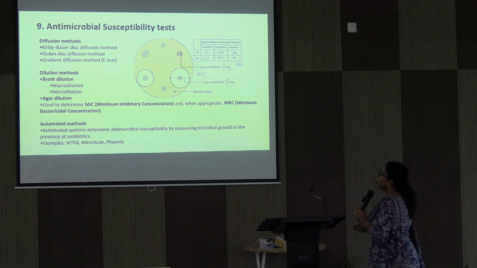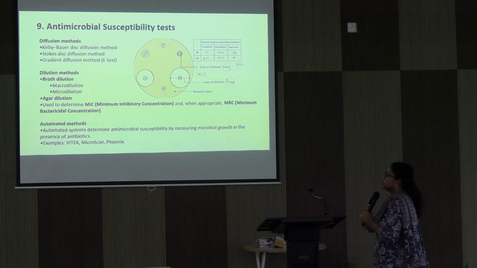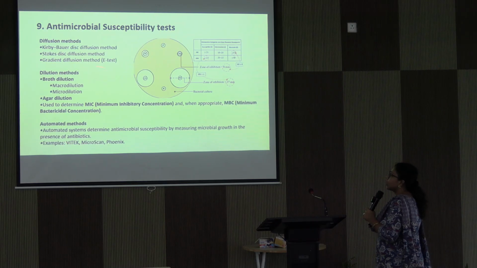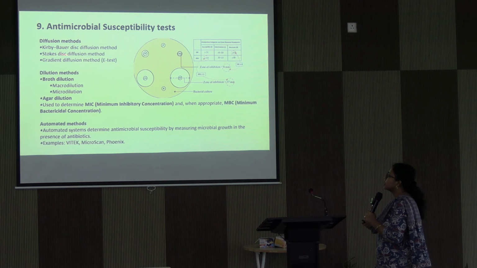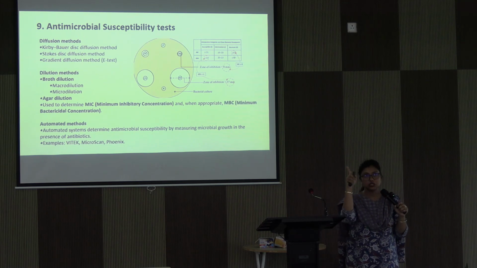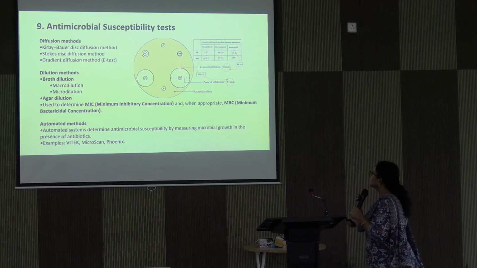So in all these methods we are calculating the MIC, in the epsilometer test also. Only in Stokes and Kirby-Bauer disc diffusion are we calculating the zone of inhibition. So these are the zones of inhibition.